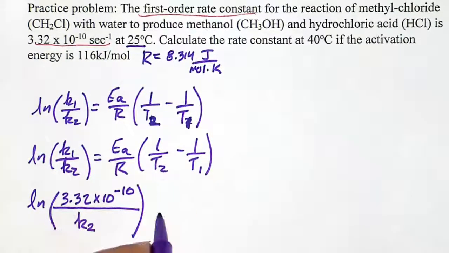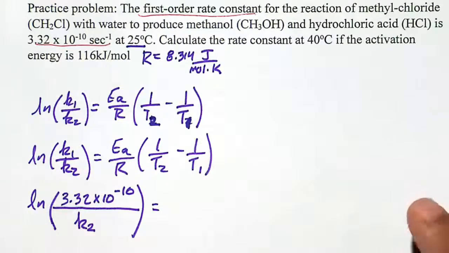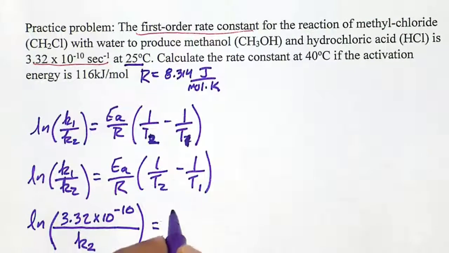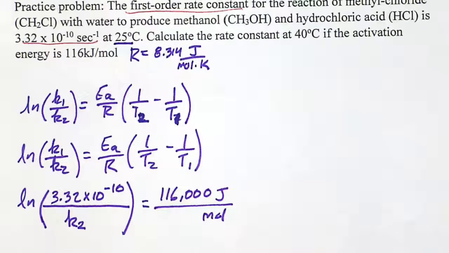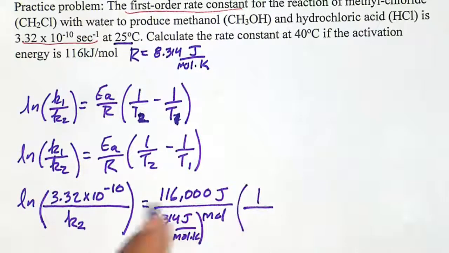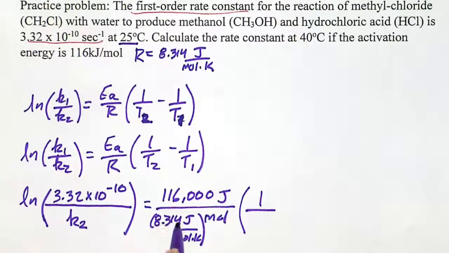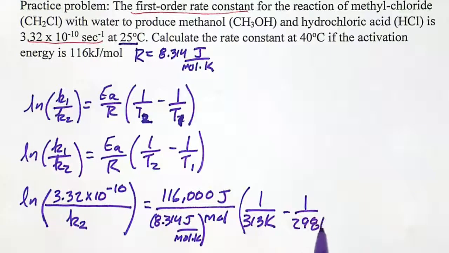And so that is going to be at 25 degrees C. My activation energy here is 116 kilojoules per mole. I'll make that 116,000 joules per mole, over 8.314 joules per mole Kelvin. We have 1 over T2, T2 being 40 degrees C, which I'm going to convert to Kelvin, and that's going to be 313 Kelvin. T1, which is 25 degrees C, is the same thing as 298 Kelvin.